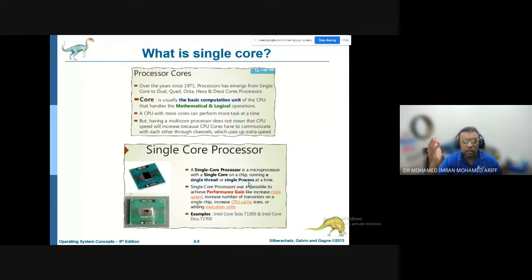With a single core, it was impossible to achieve performance gains like increased clock speed, increasing the number of transistors on a single chip, increasing CPU cache, and adding execution units. So when you have a single core, it's difficult to get the best out of the processor, because you can only run one process and one thread at any given point of time.